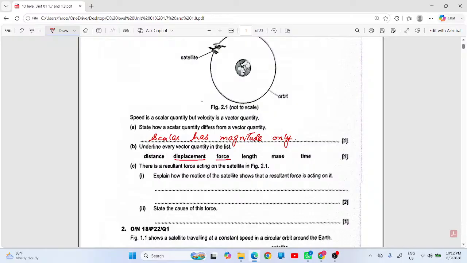Force is vector. Yes. Next is: there is a resultant force acting on the satellite in figure 2.1. Explain how the motion of the satellite shows that the resultant force is acting. Yes children, what should be the answer to this?